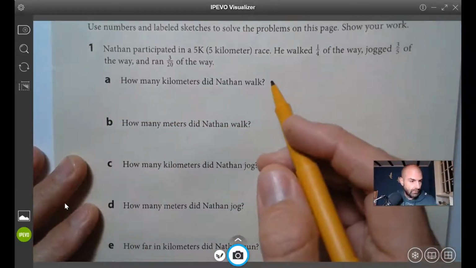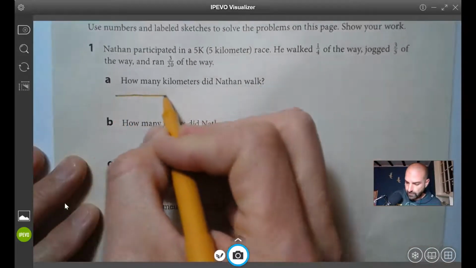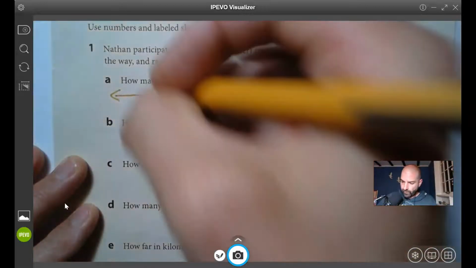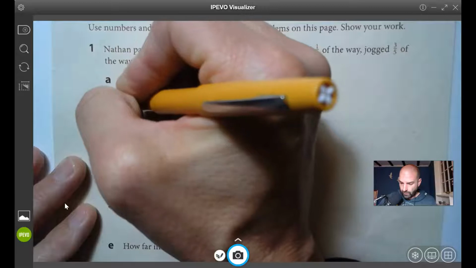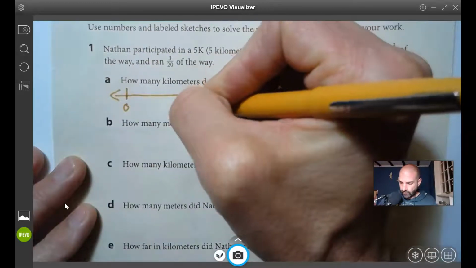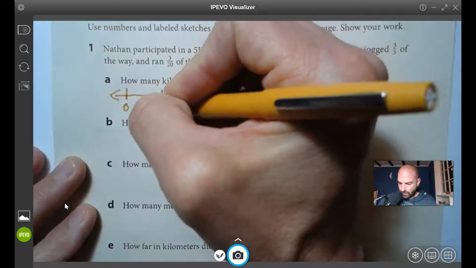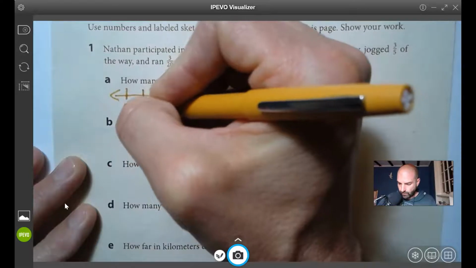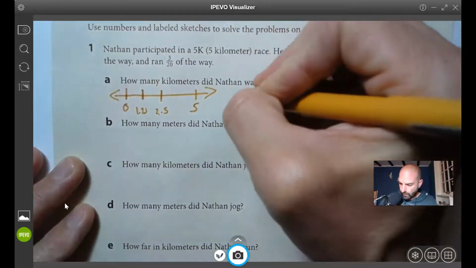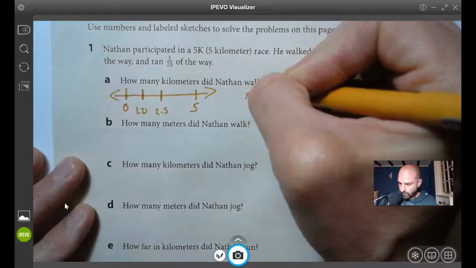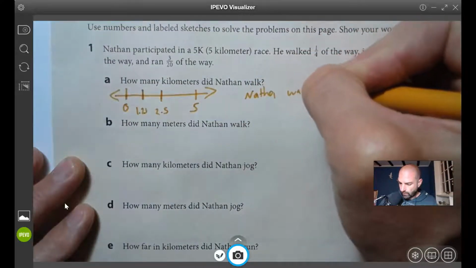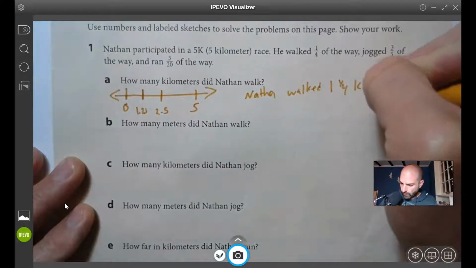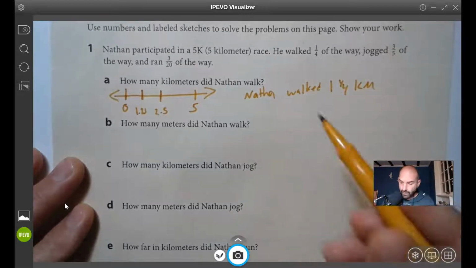I normally like to use number lines on this for distance. All right, and we are doing 1/4. So if we have here's 0 and here's 5, I know half is 2.5, and so that means a quarter is 1.25 or 1 1/4. So Nathan walked 1 1/4 kilometers. Now, I could also use numbers to figure that out.